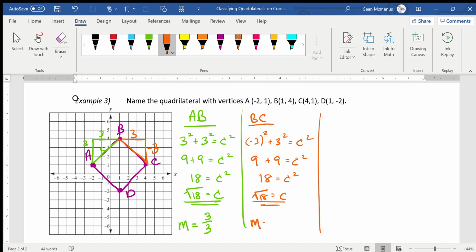And let's find the slope. So the slope of BC, right? It went down 3, right 3.